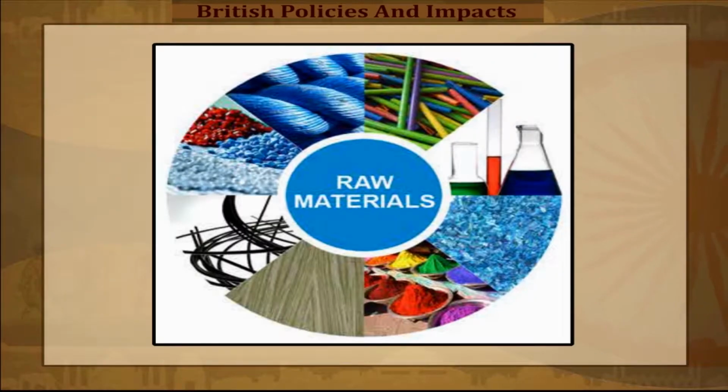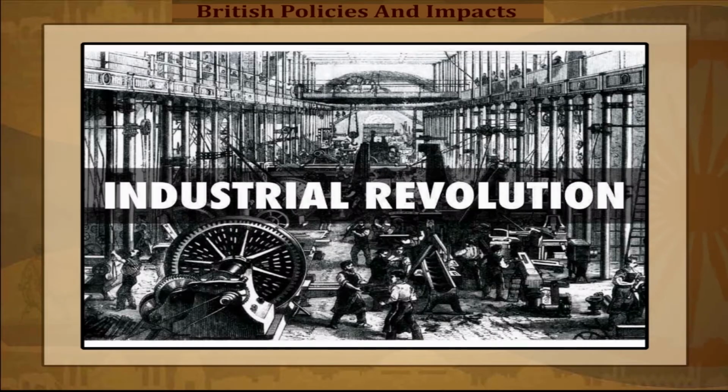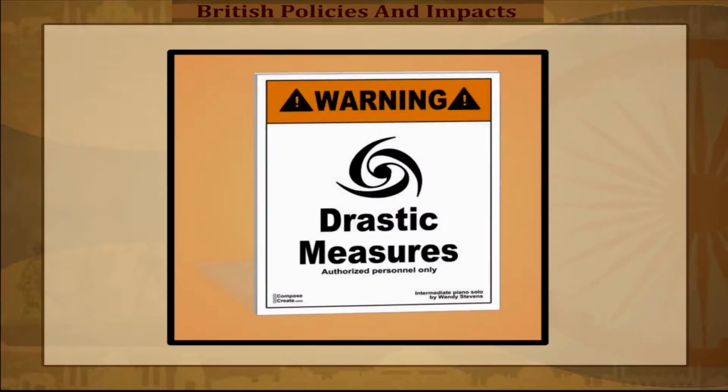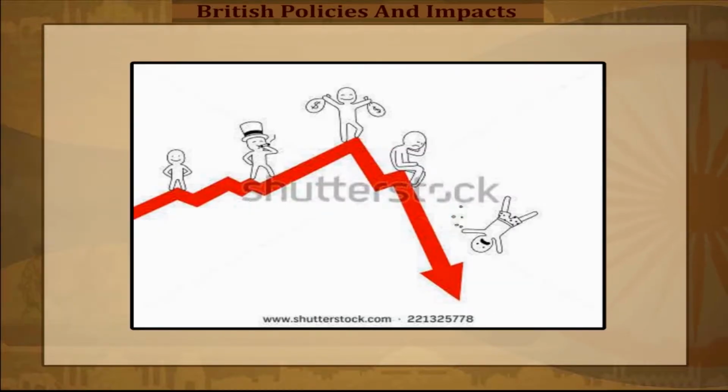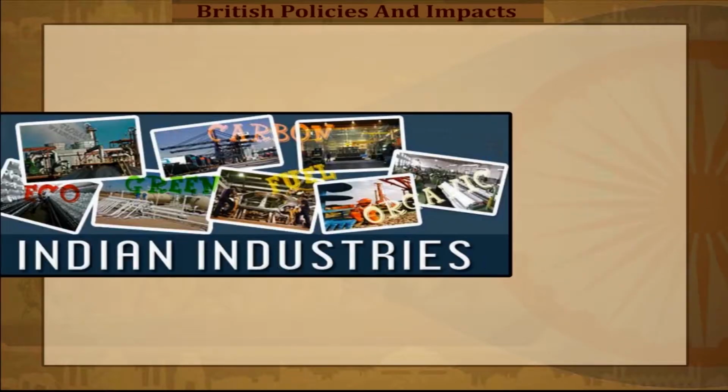The desire for raw materials to keep the British Industrial Revolution going led to these drastic measures. The British commercial policy was guided by the needs of the British industry, with the main aim of selling British goods and a regular supply of raw materials. Some of the factors that led to the downfall of Indian industries are as follows.